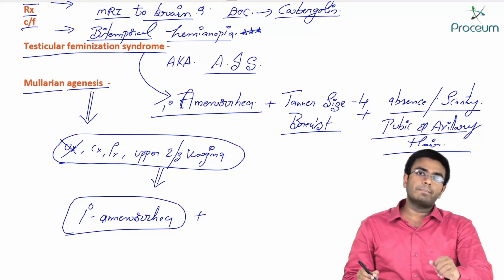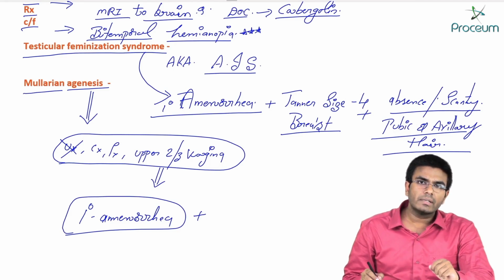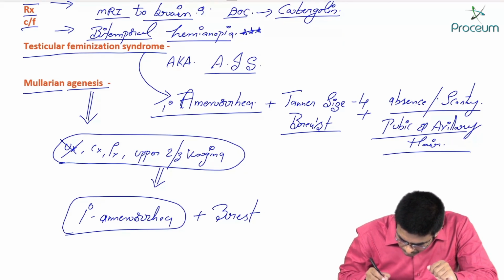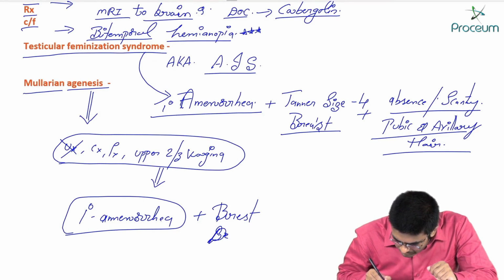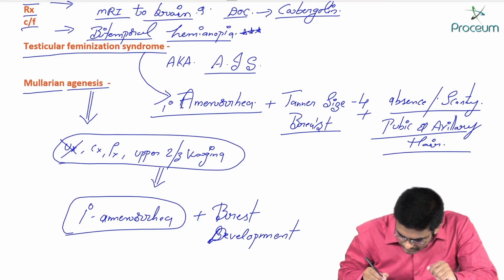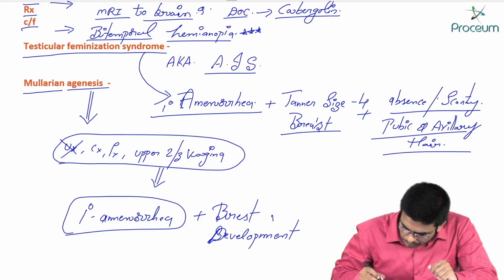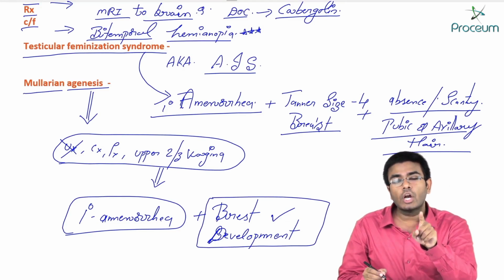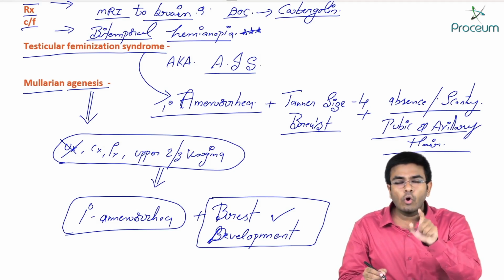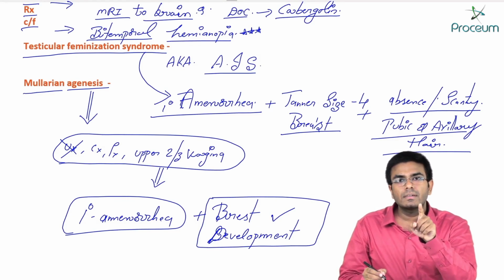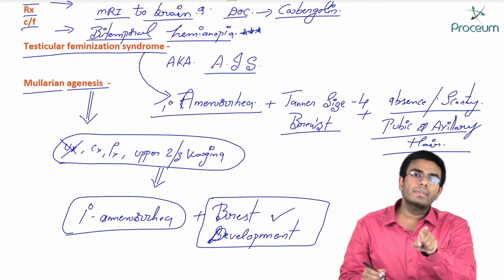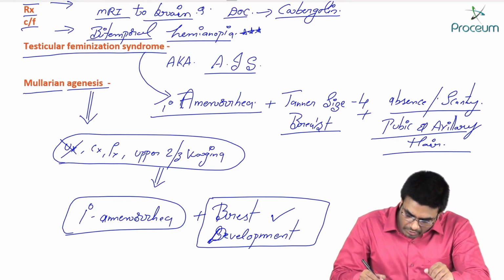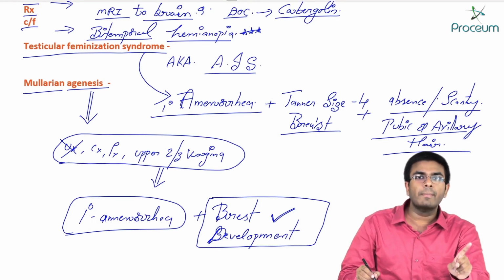Upon physical examination, what about the breast development? What do you think? Is it normal or not? Normal. Breast development is there. Why is there breast development, guys? You have to know. Because in this condition, only the Mullerian ducts are not formed. But what about the ovaries? Ovaries take their origin from the genital ridge, so there is no problem there. Ovaries are there, they are making estrogens, and estrogens will cause breast development. So breast development is normal, but she presents with amenorrhea because there is no uterus.